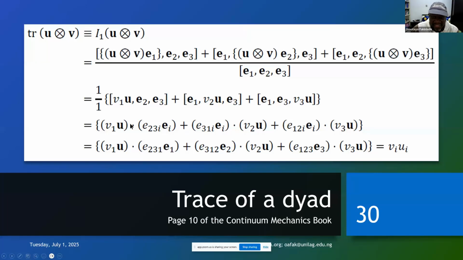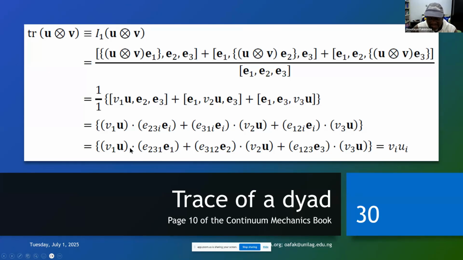So when you have this line here, if you open this one, you have E231 E1, E232 E2, E233 E3. You see that two of them will vanish. The only one that will survive is E231 E1. Similarly, this one will be E312 E2. That's the only one that will survive. This one will be E123 E3. All the other things will become 0.